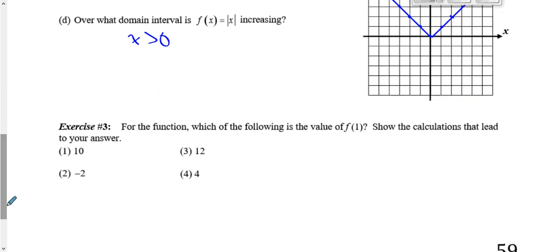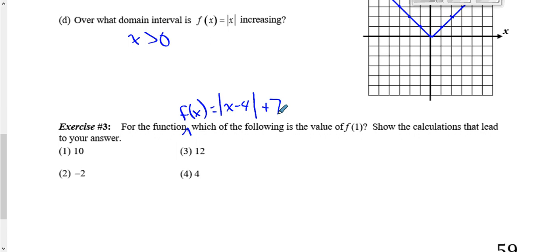All right, there's a missing thing in here. For the function, well, let me give you the function here. It's not in there for some reason. f of x equals the absolute value of x minus 4 inside, and then plus 7 on the outside.